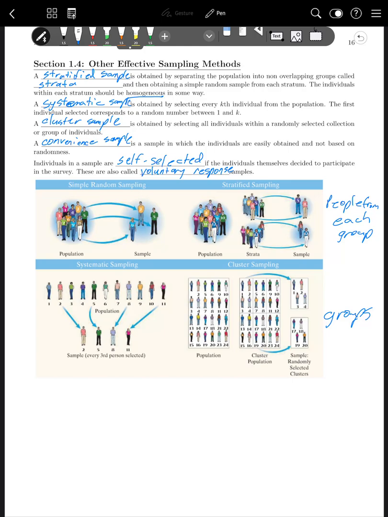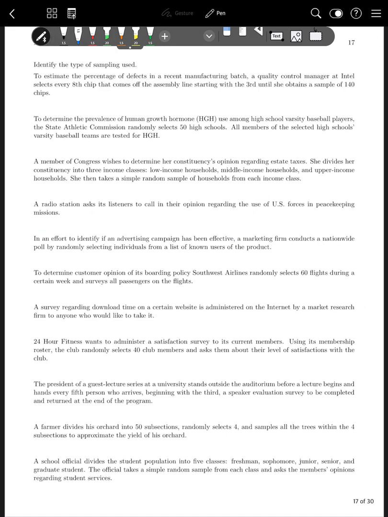One thing beyond this, you could do multiple stages to sampling. You could use more than one type of sampling within your sampling technique. For example, you could do a cluster sample and then do a simple random sample. So cluster and randomly select groups, and then randomly select people from each group to make your groups even smaller if you're talking about a really big population.